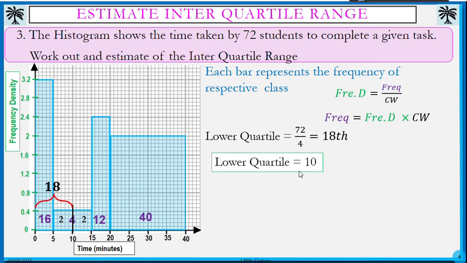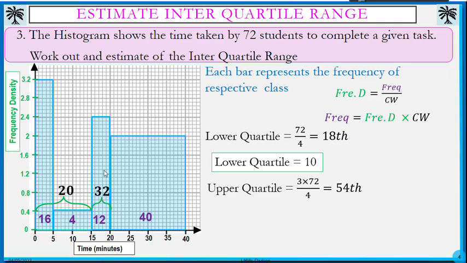Let's do the same for the upper quartile. Upper quartile is 3/4 of the total. So 3 over 4 times 72 gives you 54. So we're looking for the 54th item. So we're going to keep on adding until we get 54. 16 plus 4, that's 20. We haven't made 54 yet. Plus 12, 32. We need 22 more to make 54.